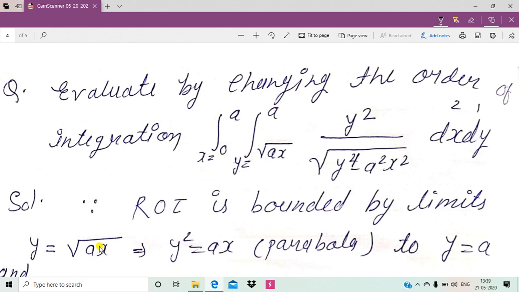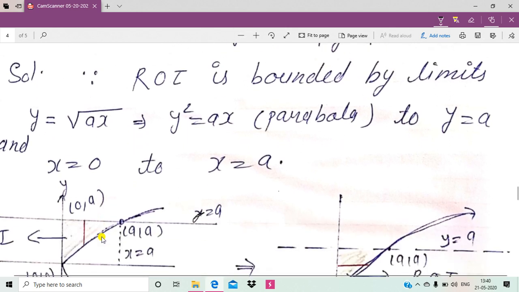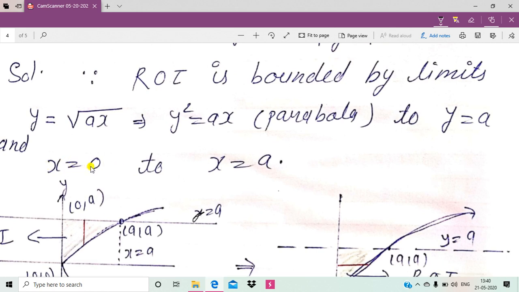So let's analyze and try to trace the curves. The lower limit is y is equal to root over ax, and on squaring it is y square is equal to ax, which is the equation of a parabola on the x-axis. And the upper limit is y is equal to a, which is a straight line parallel to the x-axis at distance y is equal to a. The limits of x will give us distances. So the lower limit of x is equal to 0, so the starting distance is x is equal to 0 up to distance x is equal to a.